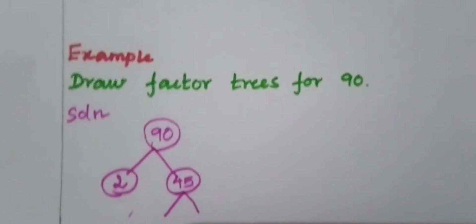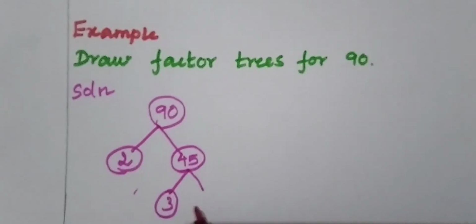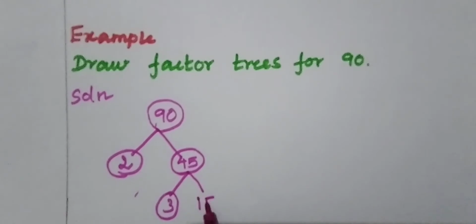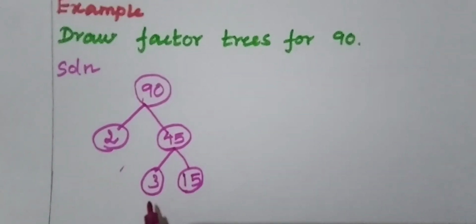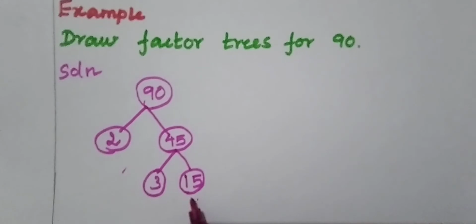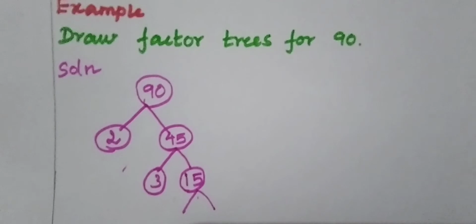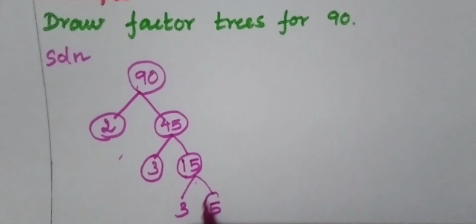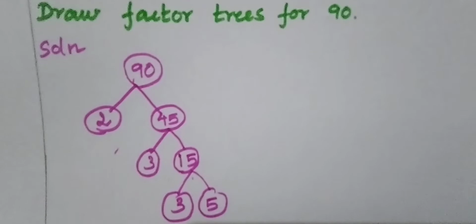Start with 3 tables. When you divide 45 by 3, you will get the answer as 15. 15 3s are 45. Here 3 is a prime number and 15 is a composite number. So again you have to divide into two distinct factors. 3 5s are 15. Now you have reached the prime numbers.